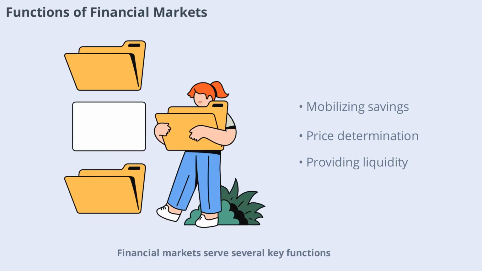Financial markets serve several key functions. They mobilize savings and channel them into productive investments, determine and settle the prices of securities, provide liquidity to assets, and make trading accessible to all types of participants. By bringing buyers and sellers together, financial markets reduce the time and resources needed to find trading partners and ensure that information is readily available.